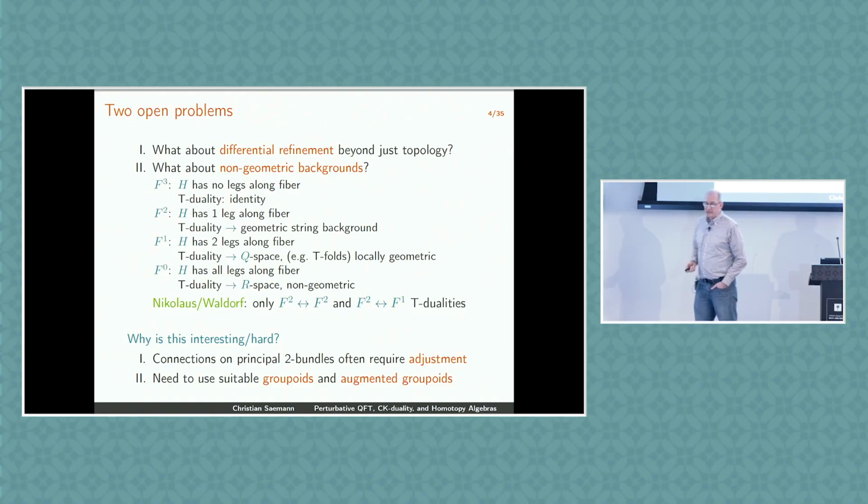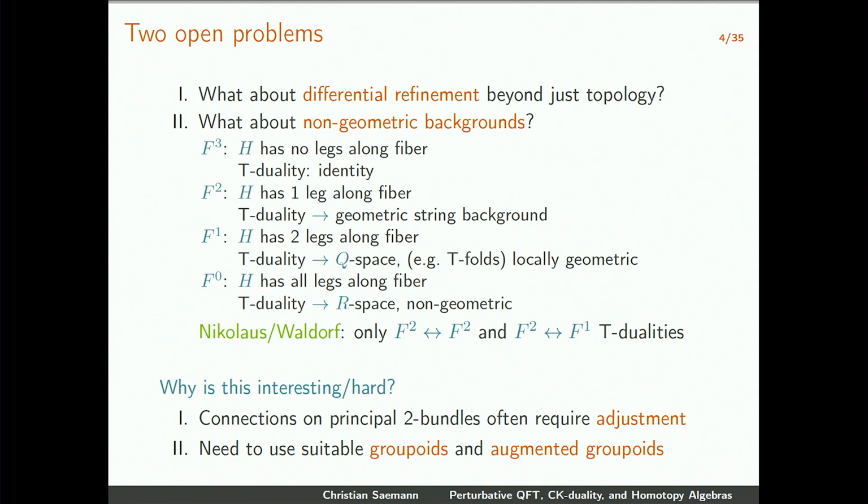Now, if you see this picture, then there are two obvious problems. Namely, first of all, ideally, we would want to go beyond topology. We would like to have a differential refinement so that we can talk about metrics as well and have the full T-duality, really. That's the first problem. And the second problem is this old problem about what about non-geometric backgrounds.